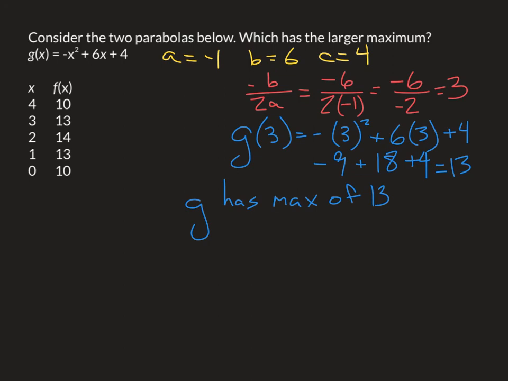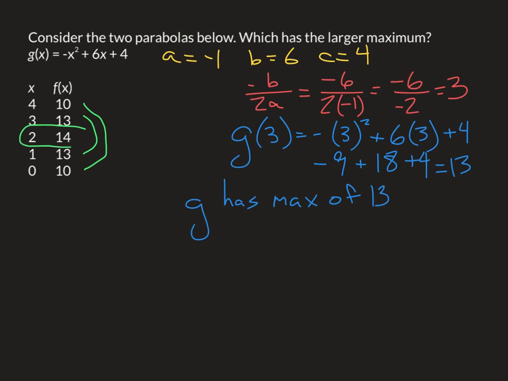Okay, let's look at the next one. In the function f of x, I have the x values given to us here as 4, 3, 2, 1, 0, and the f of x values, the y values, as 10, 13, 14, 13, 10. Notice the symmetrical pattern there. As the y values start to grow, they peak at 14, and then they go back down, right? So there's that symmetry here and here.